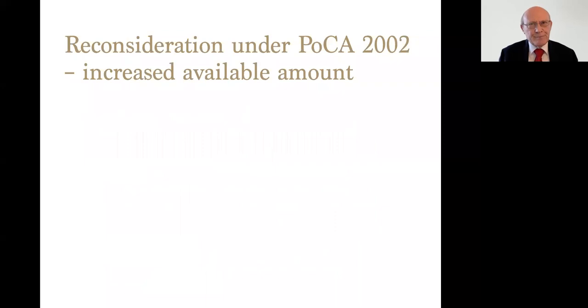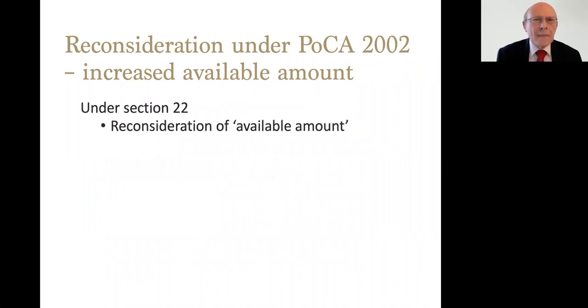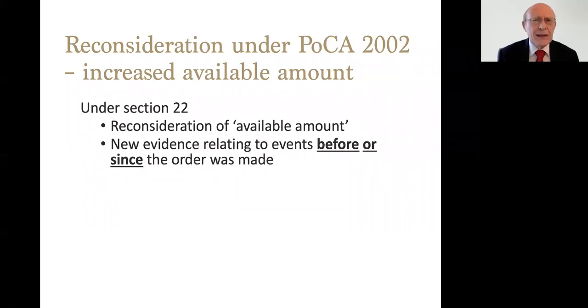Section 22. Section 22 kind of sits in the middle. It's involved with reconsideration of available amount, although, as we will see later on, benefit is relevant as well. But we're dealing principally with reconsideration of available amount under section 22. And we're looking at new evidence which is relating to events before or since the order was made. Now that's important. So there can be a section 22 application based on events before the order was made.